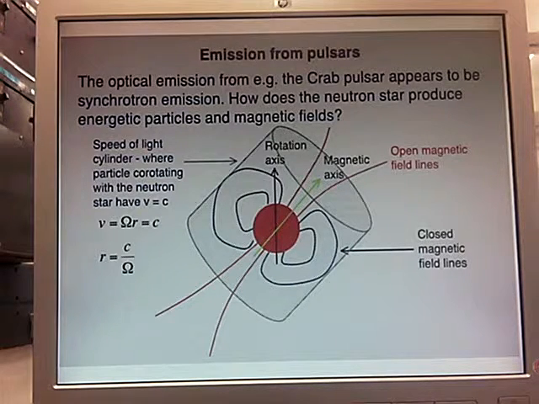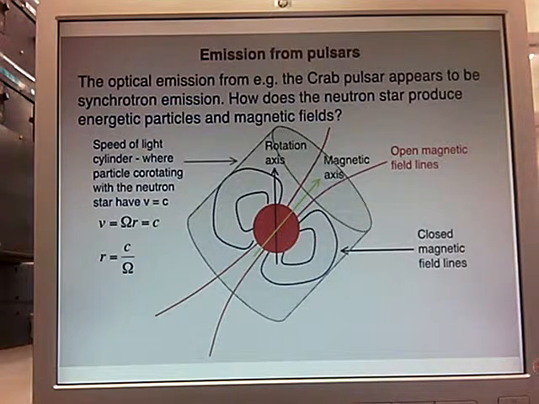Now, why is there this difference between closed and open field lines? Well, because the field lines, remember, want to be like rigid bodies, which means that as we start rotating our neutron star, the farther closed field lines extend from the neutron star, the more they are all going to be rotating with constant rigid body rotation, which means the tangential velocity just goes as the angular velocity times the distance from the star. And you can see that if I just keep allowing that to increase, I'm going to run into a point where I have speed of light motion.